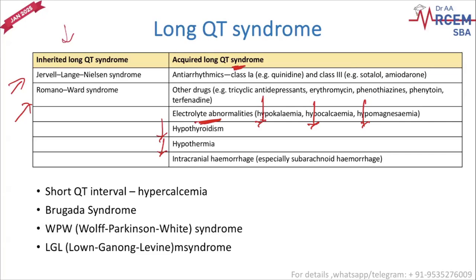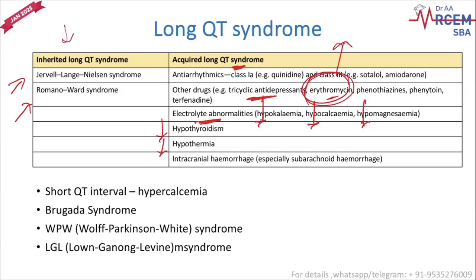Everything is hypo. Along with it, certain drugs are very important. What you need to remember? The drugs you need to remember are tricyclic antidepressants. Very important. Macrolides, especially erythromycin. This became very famous during the COVID time. During COVID time, they said taking erythromycin might be helpful in treating the COVID. They started giving it to the elderly persons.